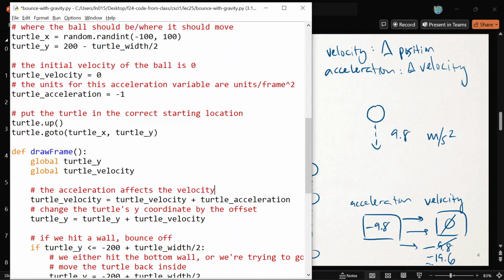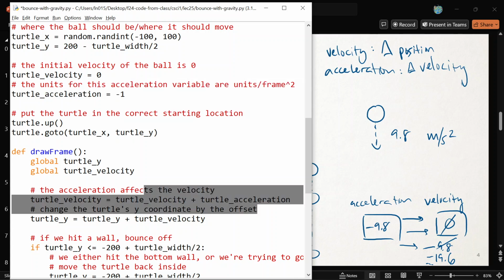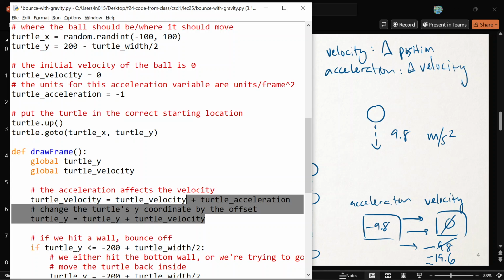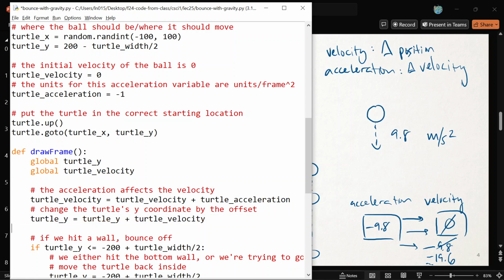At the initial time, velocity was 0, but it's being moved down, right? It's being changed by negative 1 every frame. So it's going to be moved down faster and faster, because the velocity gets bigger and bigger in the negative direction, and it will affect the actual position of the turtle based on this turtle y variable. Okay, that's a lot of words, I know, but let's watch it.